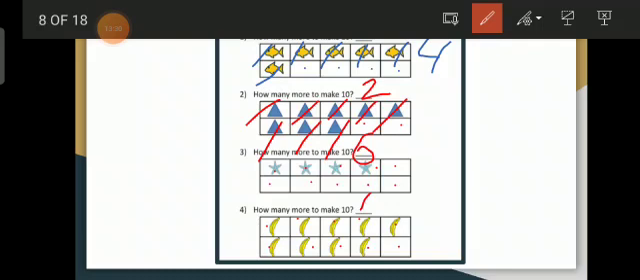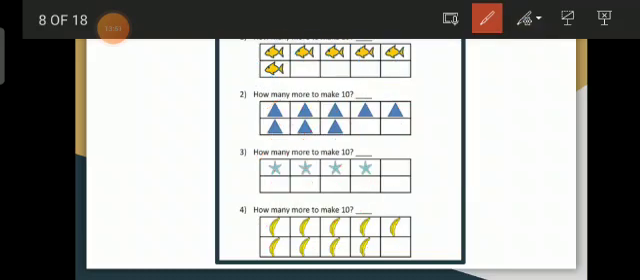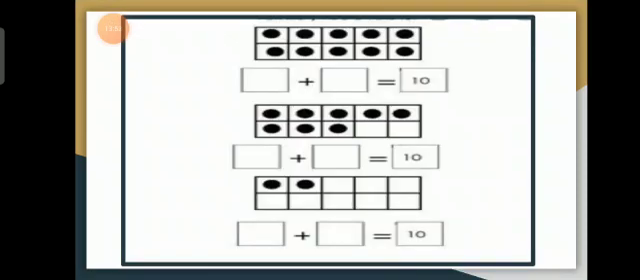Okay, there are 6 fishes. We will draw 4 more to make it 10. Here are 2 triangles, we will draw over here to make it 10. 6 more stars when we draw to make it 10. 1 more banana we will draw over here to make it 10. Okay. Now these are all the examples.